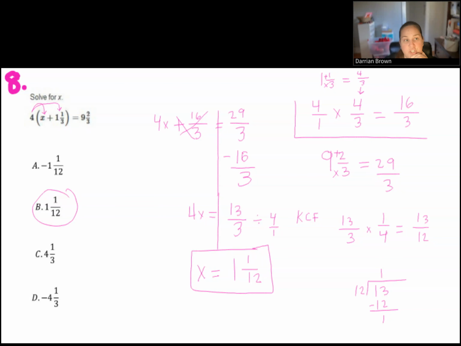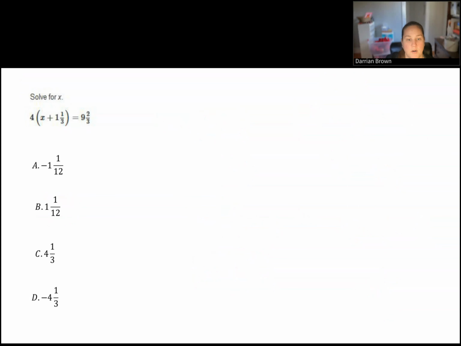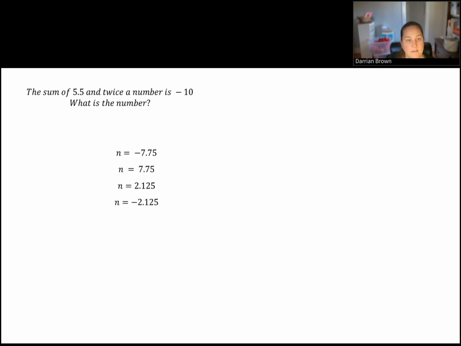Yep, we just wanted to change it to an improper fraction so that we had 2 fractions instead of 1 fraction and 1 mixed number. All right, is anybody still writing? Are we good to move on? You're welcome. All right, we got 2 more. Here is slide 10.